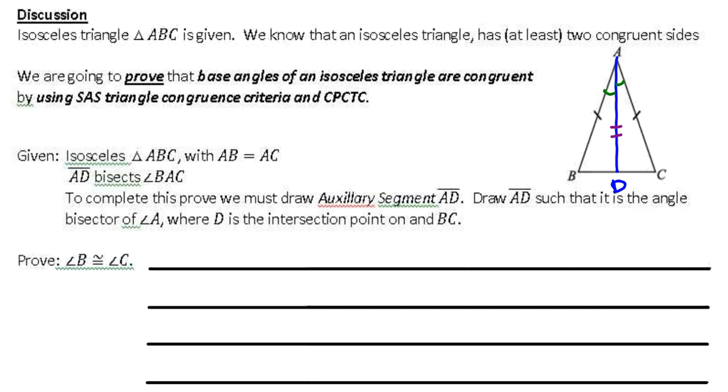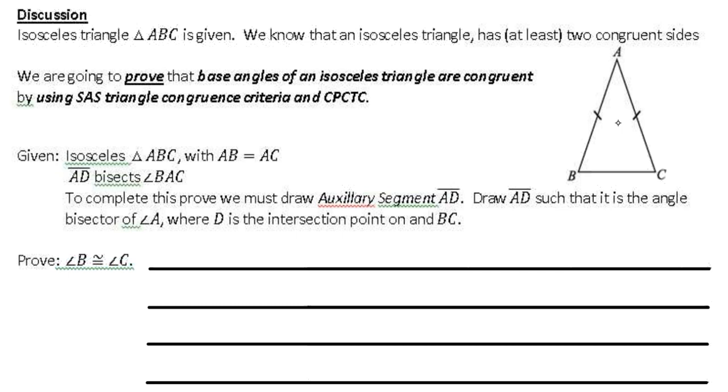So, isosceles triangle ABC is given. There we go. We have an isosceles triangle. We know that an isosceles triangle has at least two congruent sides. We say at least because technically an equilateral triangle is isosceles because it has two congruent sides. So an isosceles triangle has at least two congruent sides.